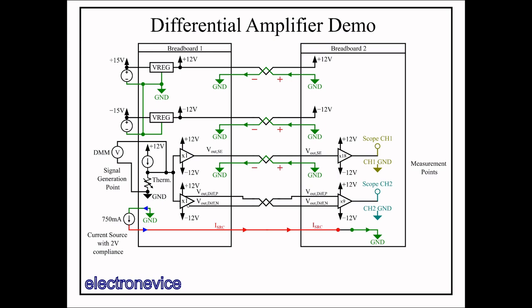It is not present in the differential signal since both sides of the differential signal are corrupted in the same way, and so that corruption is rejected by the differential amplifier on breadboard 2. Now let's take a look at this circuit in the lab on the oscilloscope.